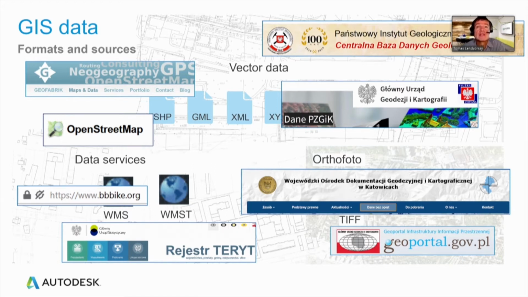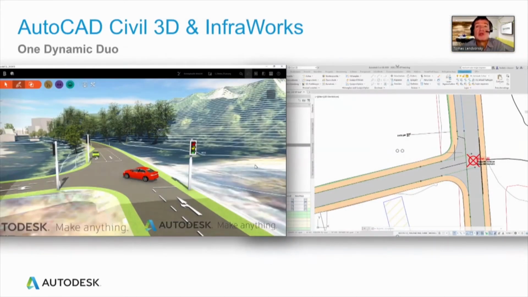And for us, it's really important part of BIM, and this is something which we are working on, which we already have, because in our portfolio we have products which are really dedicated for infrastructure design, like Civil 3D and InfraWorks. We call them the dynamic duo, because the data from one software can be easily brought into the other software and the other way around.